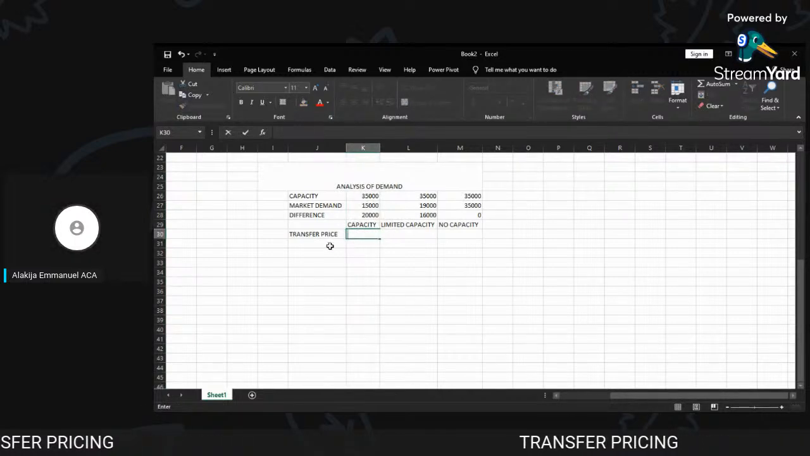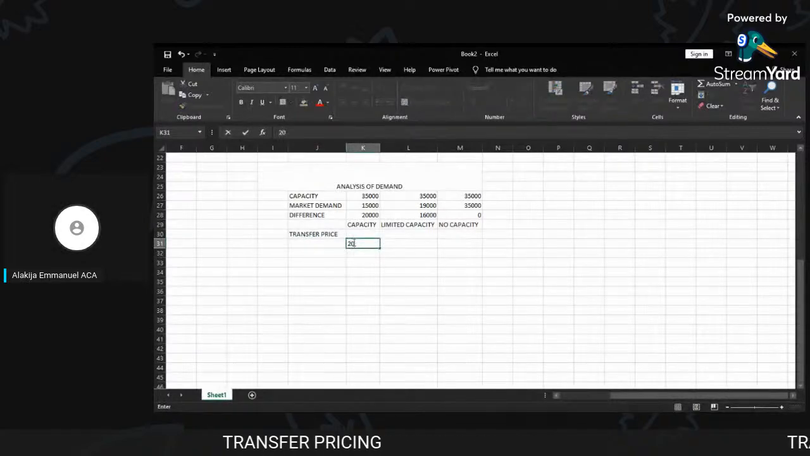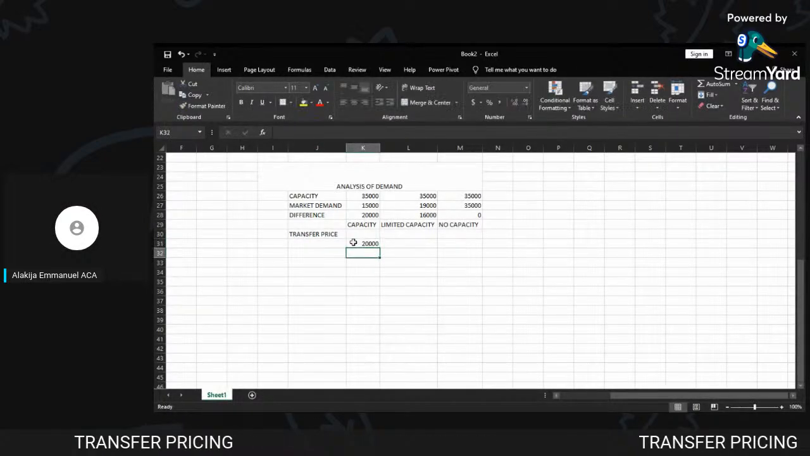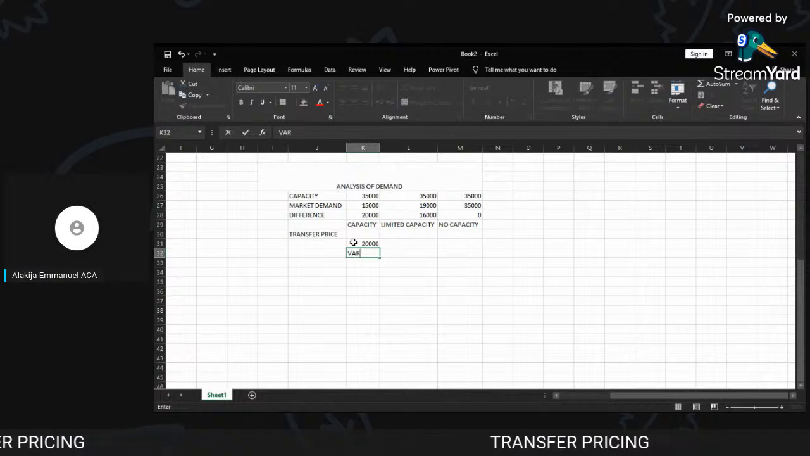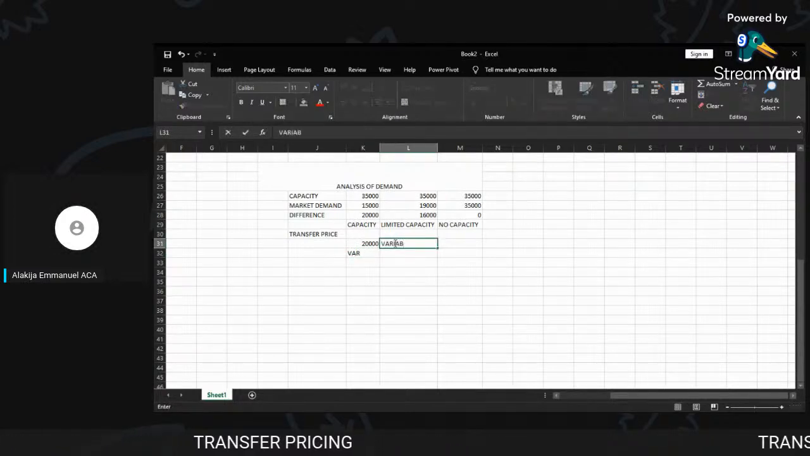Under this, it is going to be 20,000. Since there is capacity for the first one, the 20,000 is going to be at variable cost.